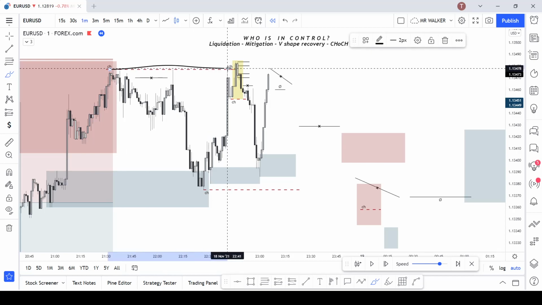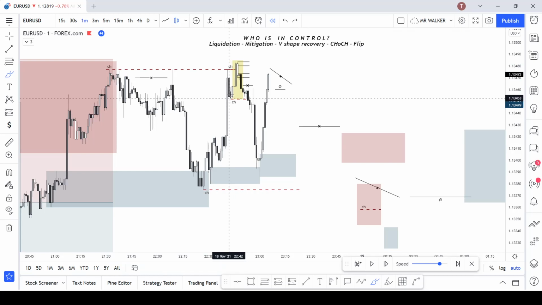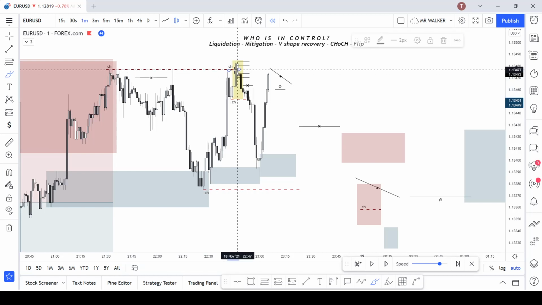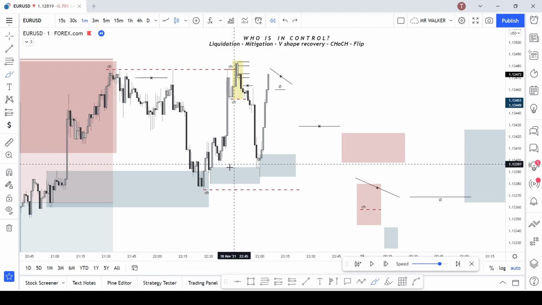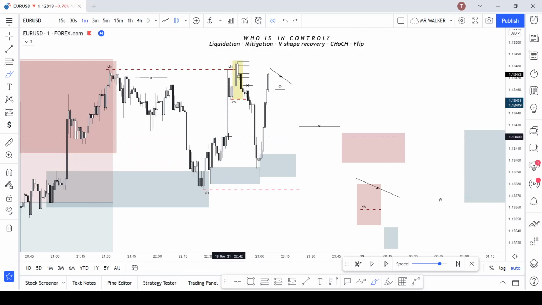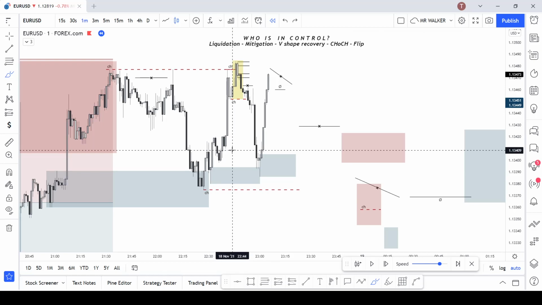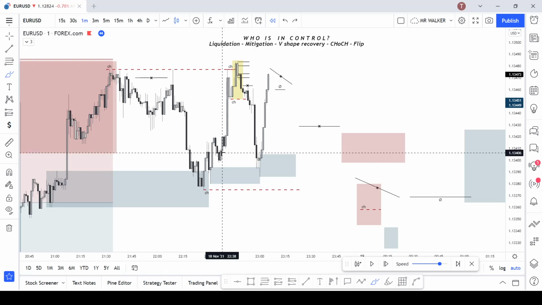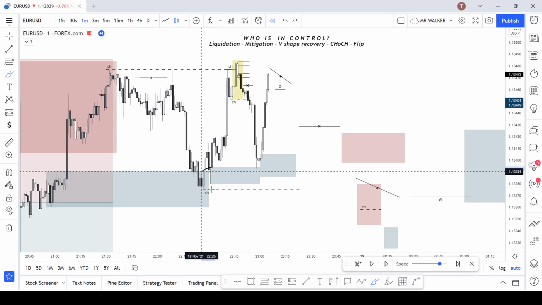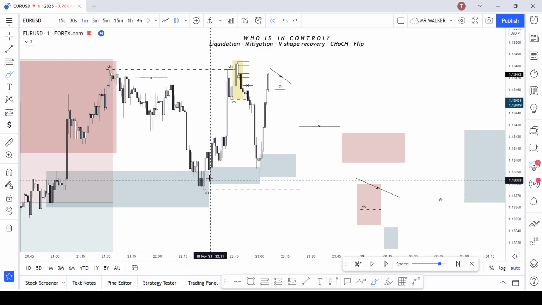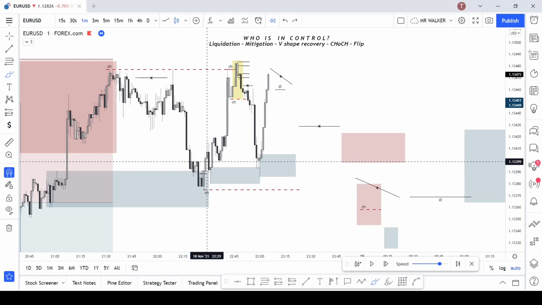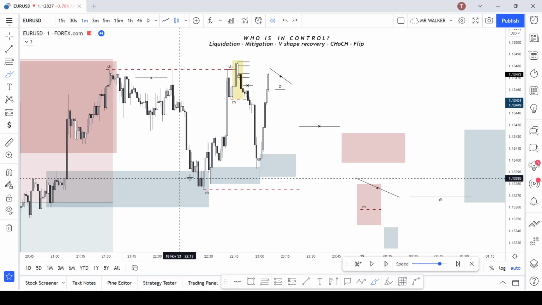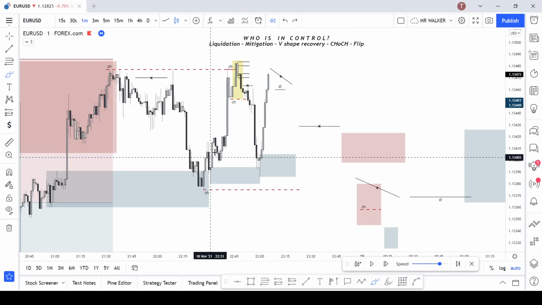We sweep this high, we create change of character, we sweep these highs too, we sweep these lows, we break this demand that is not really valid. We break this demand that is once again not really valid because it didn't really sweep the liquidity and didn't mitigate anything important to us, unlike these demand that actually mitigated these candles, and these candles swept the liquidity in here and in here, right?